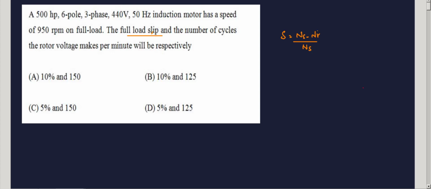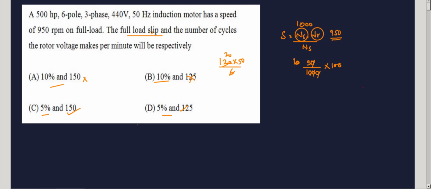Rotor speed is given as 950. If it is 950, automatically you can check it is near 1000 rpm. Synchronous speed is 120 into 50 by 6, which is 1000. So near to 950, the synchronous speed is 1000. So 1000 minus 950 is 50, by 1000 into 100. They asked in percentage, so slip is 5%. So I can neglect this answer, and this answer. Now I want to check whether the C and D options are correct.